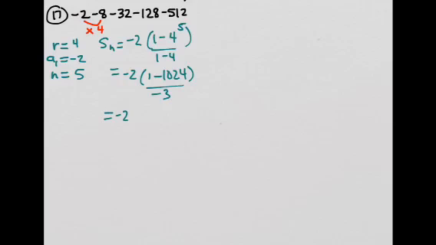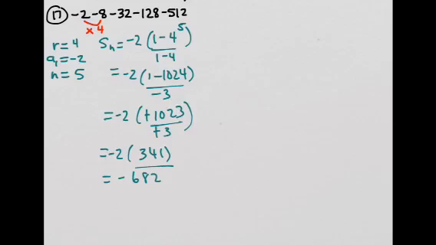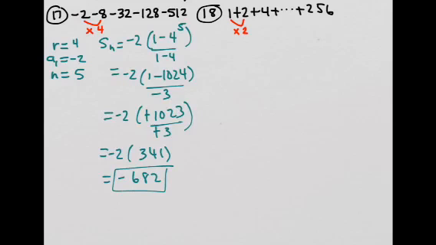So that's going to be -2 times -1023 over -3. So negative over negative is positive. And so that's -2 times 341. So that's going to be -682 as my sum.